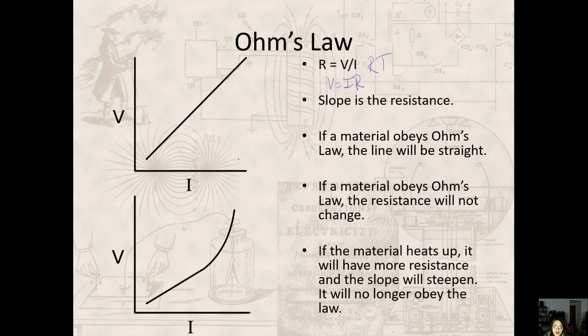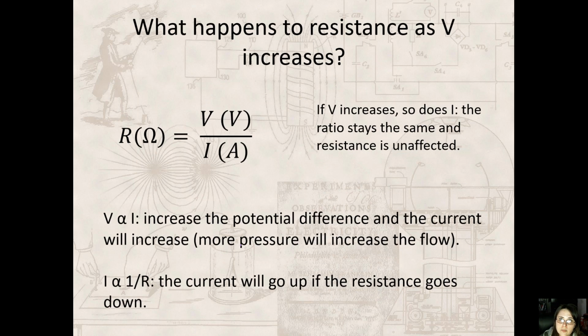This is the graph. So if it's an ohmic material, it will be a straight line. If it obeys Ohm's law, the line will be straight, and that means that the resistance will not change. So that means that the slope is equal to the resistance. If the material heats up, it will have more resistance and the slope will steepen, and it'll no longer obey Ohm's law.